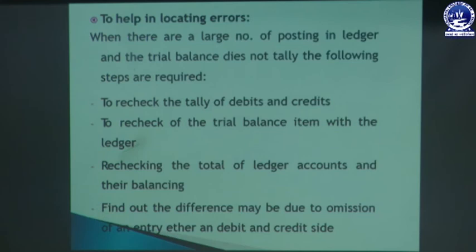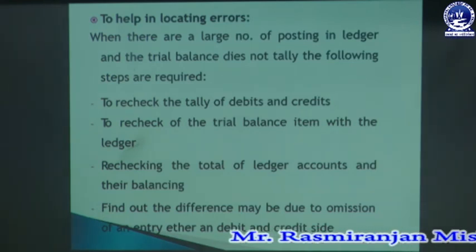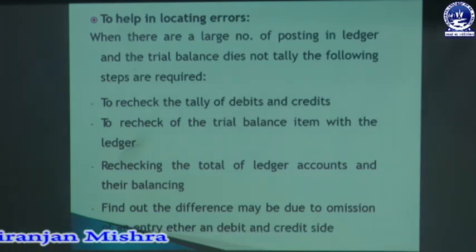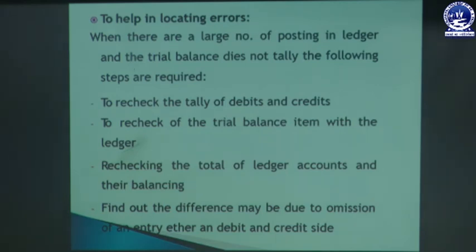The second one is to help in locating errors. When there are a large number of postings in a ledger and the trial balance does not tally, the following steps are required. That means in the case of posting from journal to ledger, when the trial balance does not agree, that is, the balances of all the ledger accounts taken at the preparation of the trial balance do not tally, the following steps are taken into consideration.